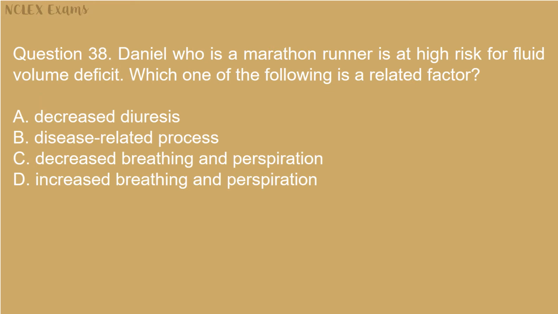Question 38. Daniel, who is a marathon runner, is at high risk for fluid volume deficit. Which one of the following is a related factor? A. Decreased diuresis. B. Disease-related process. C. Decreased breathing and perspiration. D. Increased breathing and perspiration.